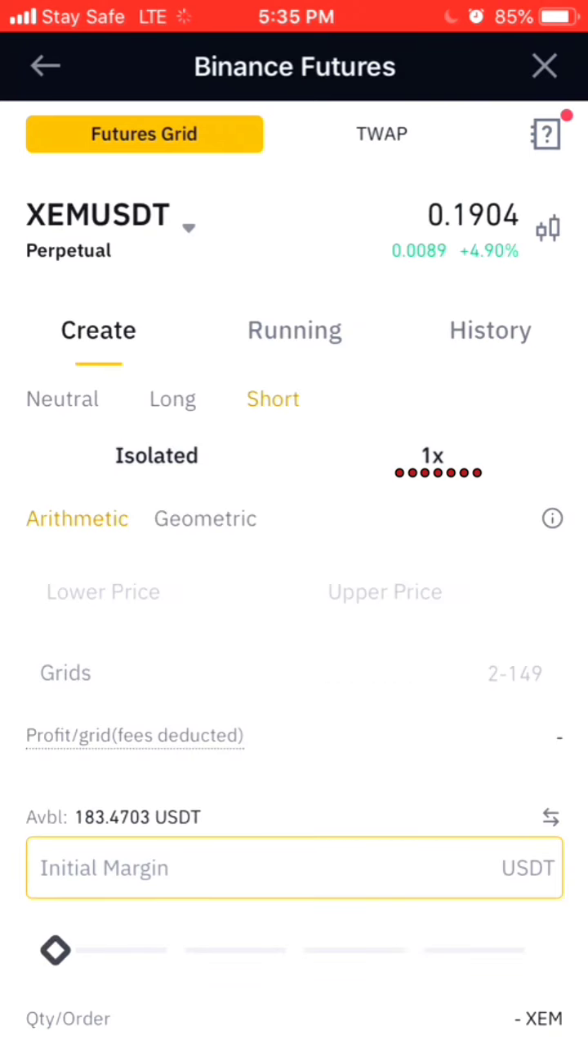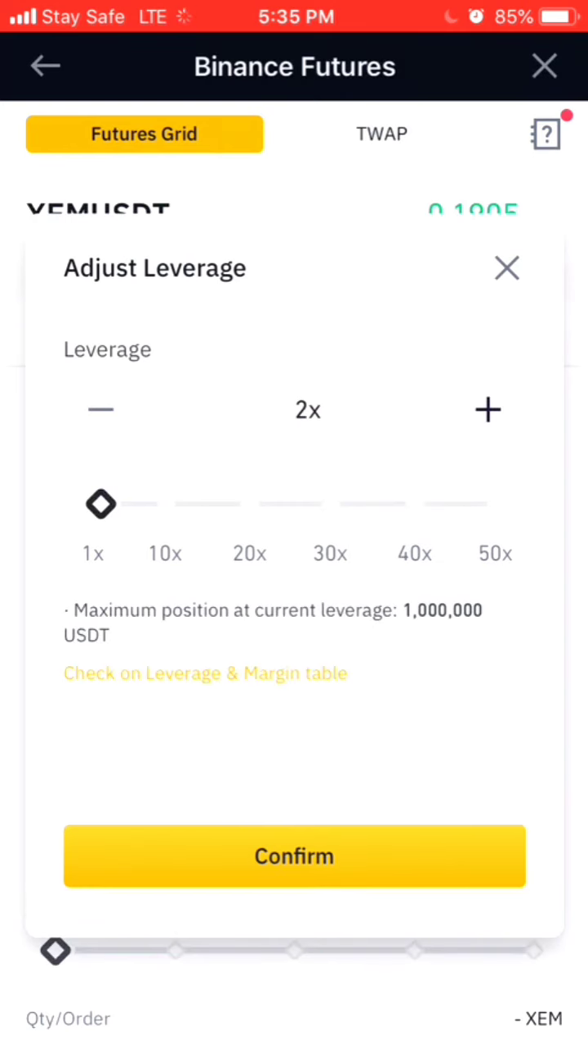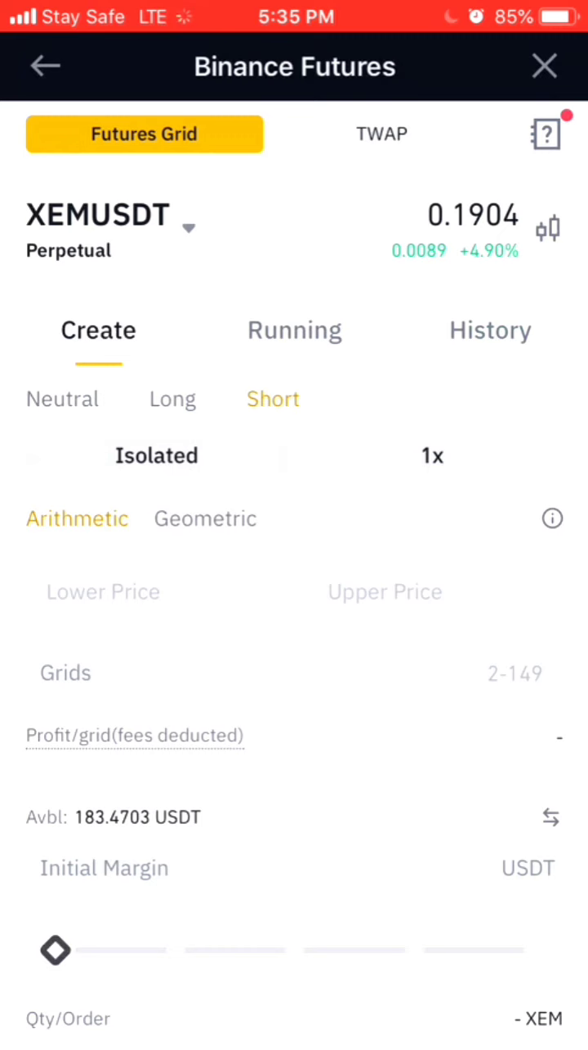Next is the leverage. Leverage is basically a multiplier of your funds. So if you were to set your leverage to maybe 2x, it essentially multiplies your profits by 2, but at the same time multiplies your losses by 2. So be extremely careful using leverage. I actually don't recommend making use of leverage whatsoever because that's a sure way to get your account blown. So I'm going to be setting my leverage at 1x, which is basically no leverage at all.